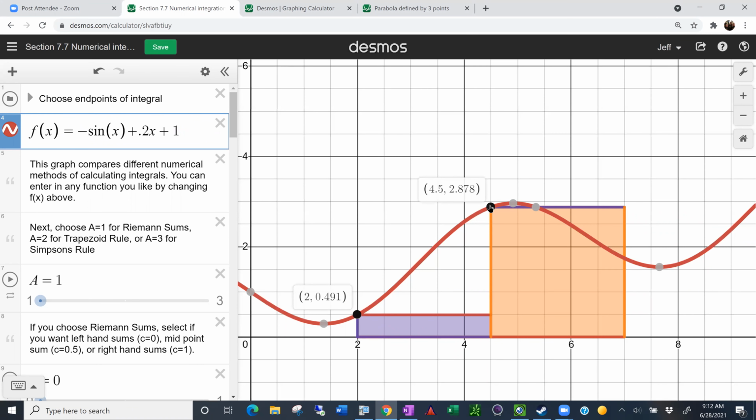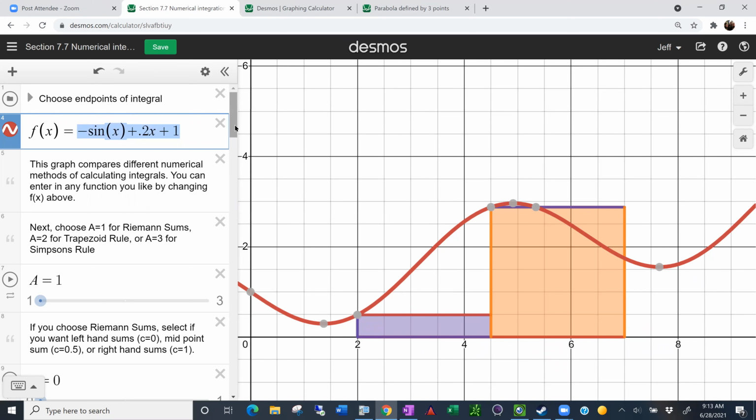Now, obviously we don't have a really good estimate of this area because our mesh is so coarse, or our partition is what we call this, the way we divide up the interval over which we're trying to find this area. Now here's our function right here in case you're curious what that is.